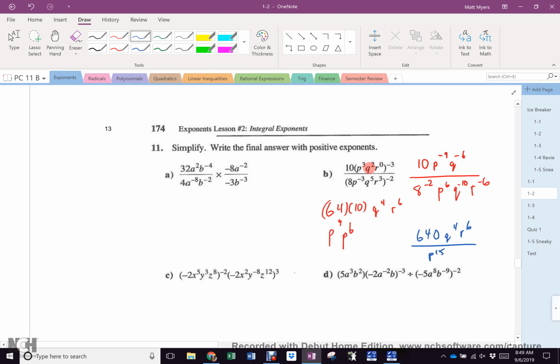The big problem here is many of you will bring that negative 3 to the 10. Many of you will. Or the other mistake that I'll see a lot of is you'll move this whole block down because of that negative 3. But that negative 3 does not affect the 10.